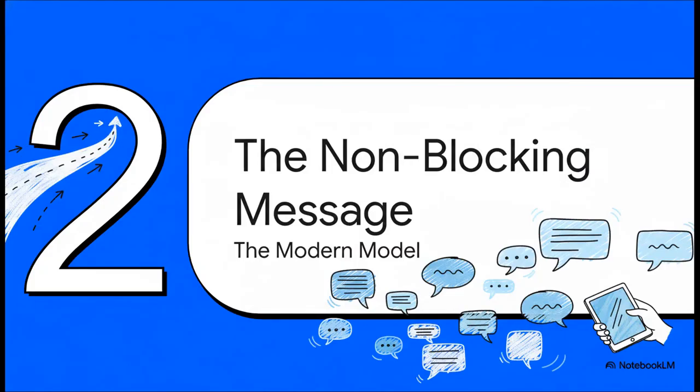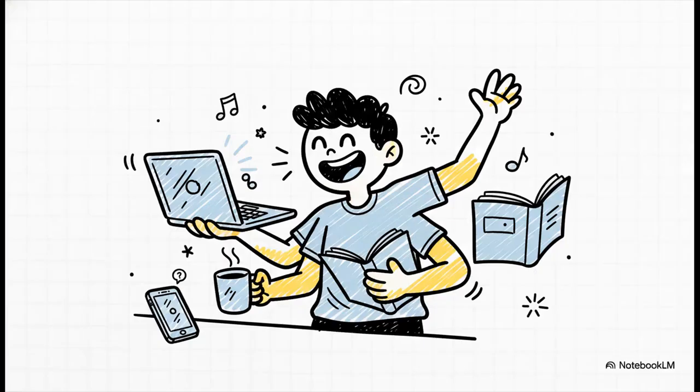But what if there was a smarter way to do this? Well, there is. And that brings us to the other side of our analogy, the quick, easy, non-blocking message. Now, just picture sending a message on WhatsApp, you type it, you hit send, and then what happens? Nothing. You're totally free. You just put your phone away and get right back to what you were doing. You're not sitting there staring at the screen, waiting for a reply. You'll just get a little notification later, whenever it comes.